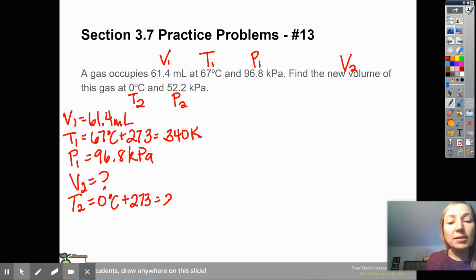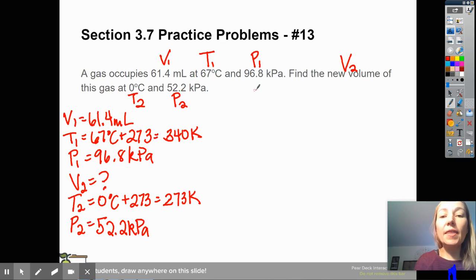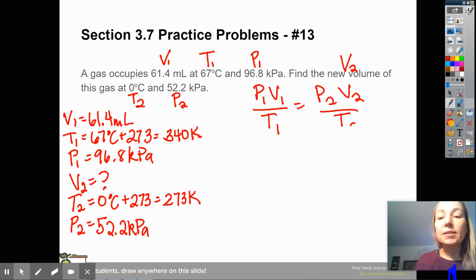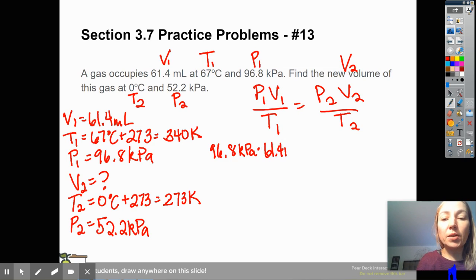Always convert to Kelvin because that's our absolute temperature scale. 273 Kelvin, and then P2 is 52.2 kilopascals. Then I'm going to plug that all in to P1 V1 over T1 equals P2 V2 over T2. So pressure 1, 96.8 kilopascals. V1, 61.4 milliliters. And T1 is 340 Kelvin.